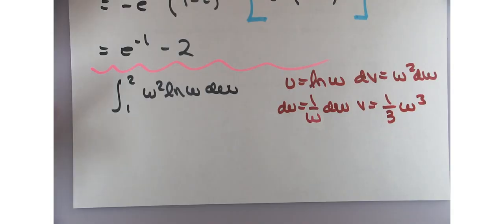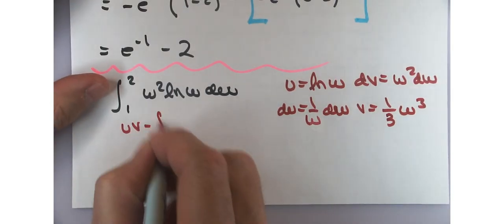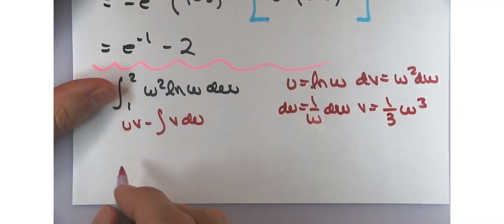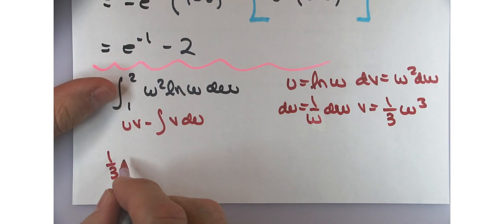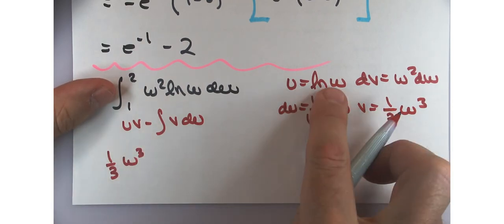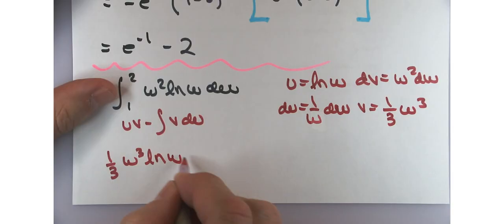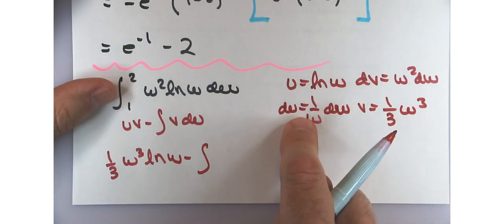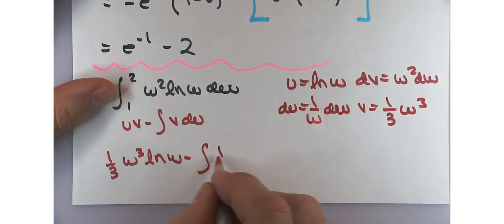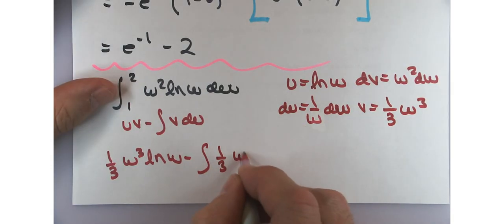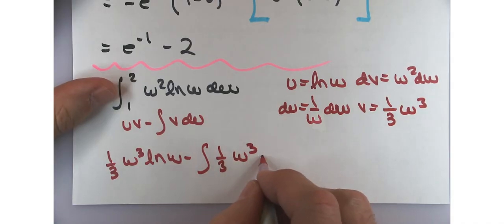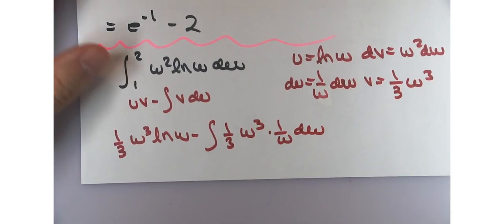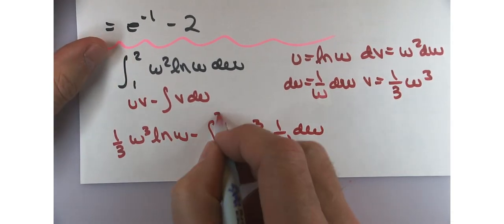If we set it up now, uv minus integral of v du, u times v, all right, that we can do. That's going to be 1/3 w cubed times ln of w minus the integral of v du. So it's going to be 1/3 w cubed times 1 over w dw. Now there's still some limits of integration here, 1 and 2. This is 1 and 2.